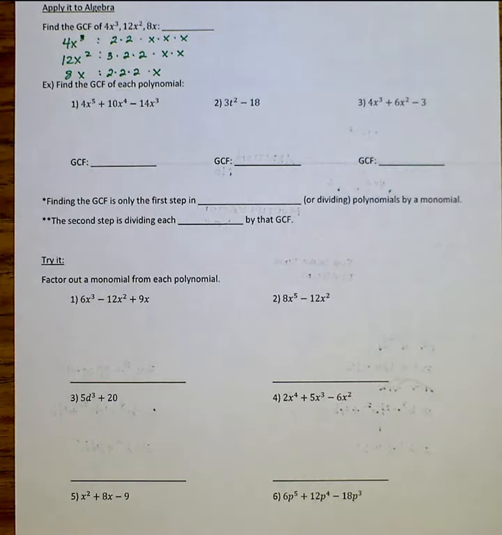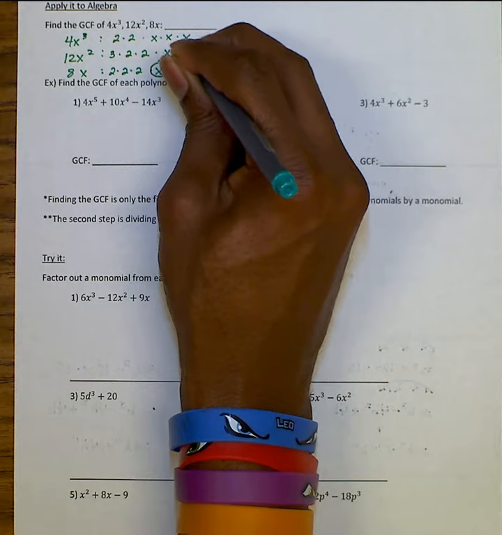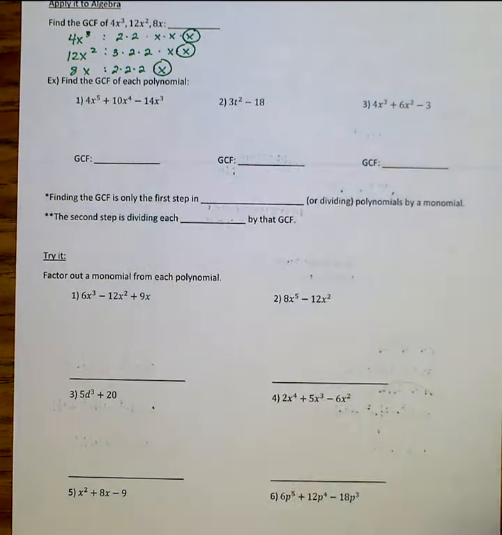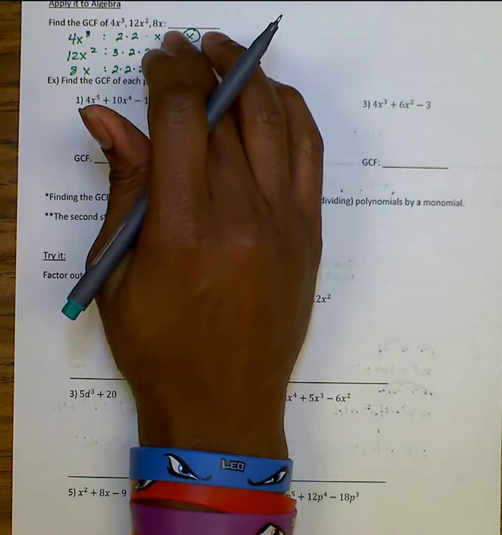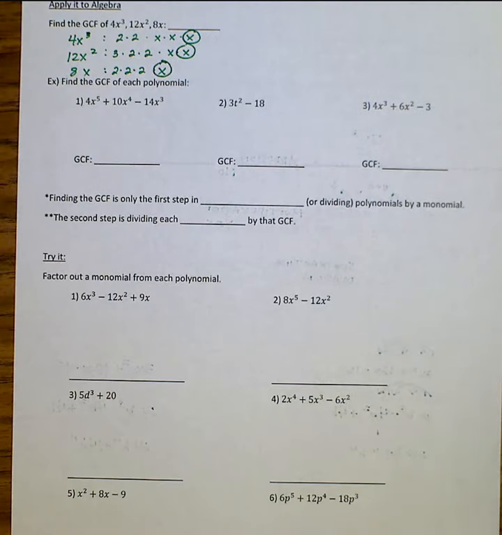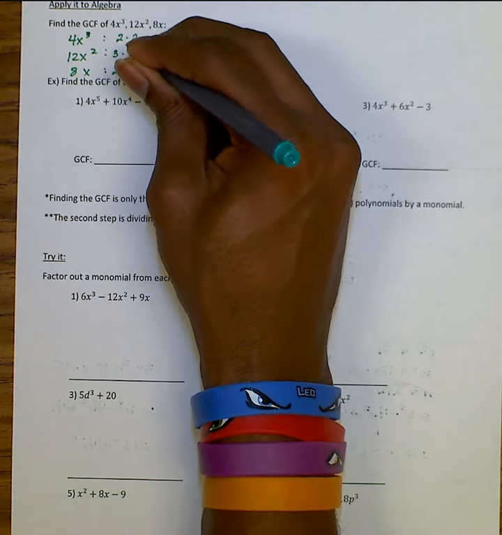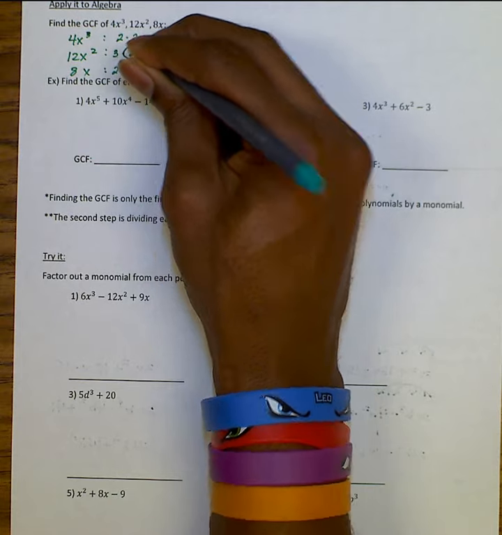Then what we'll do is take these factorizations and circle everything that's common between all of them. I noticed that all of them have at least 1 x. Now notice that 4x cubed and 12x squared have another x, but 8x does not. So as far as our commonalities go, we can only circle 1 x. Now we're looking for something else that all of them have. Well, they all have at least two 2's.